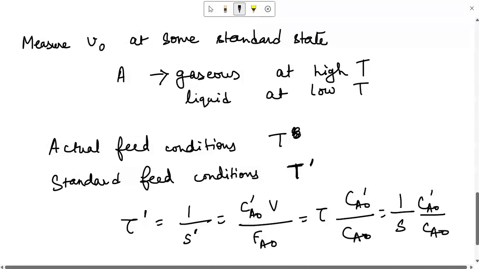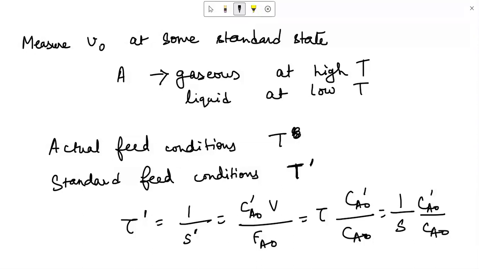Now, in most cases, whatever you will study for your undergraduate course, we are mainly dealing with space velocity and space time based on feed at actual entering conditions. But if you are extending your understanding for any research application or industrial application, then it is good to know that you have to have a standard reference state to fall back to, so that you do not make any mistakes in calculation of space time and space velocity. That is it. Thank you.